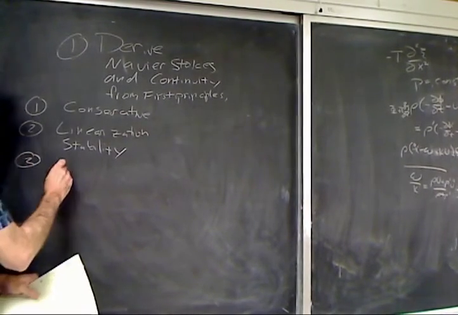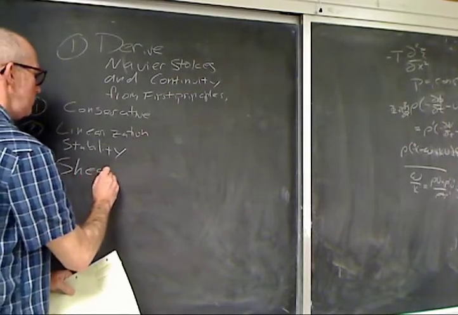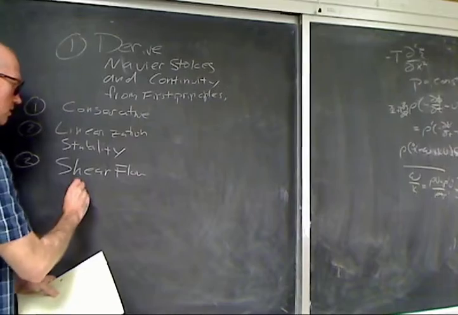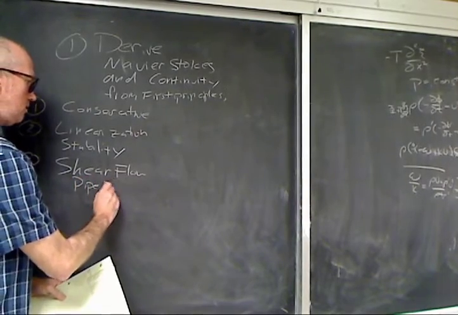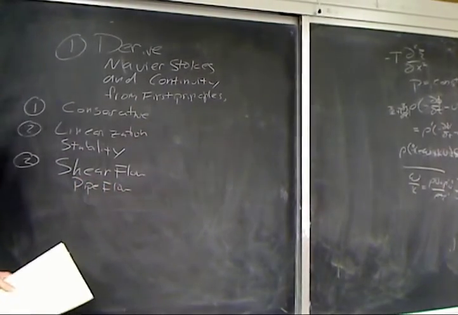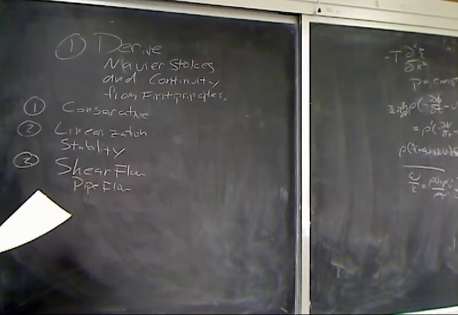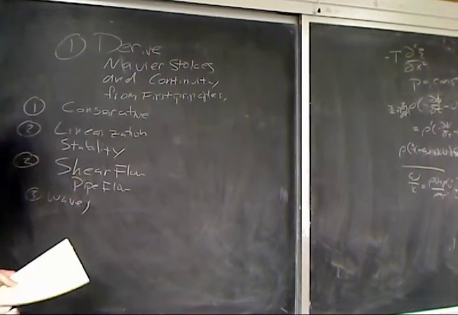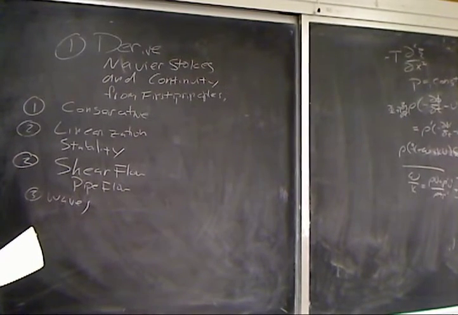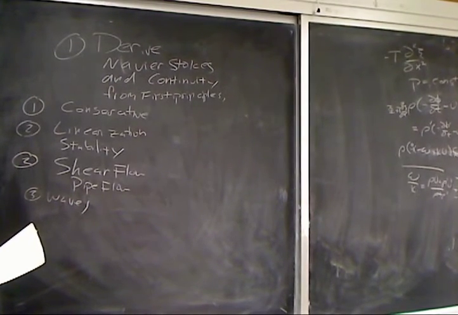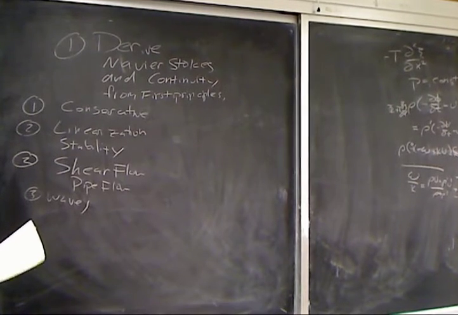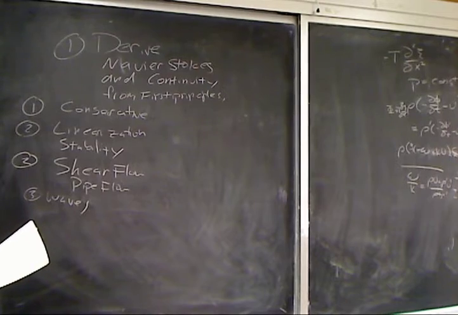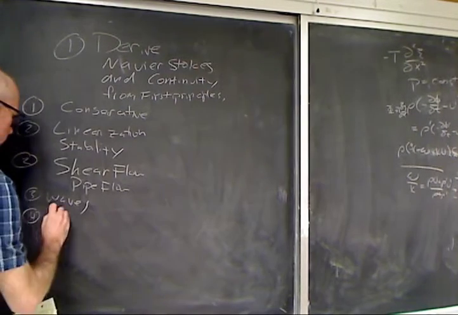What else did we talk about? We talked about shear flow or pipe flow. We did a couple of problems on that. We talked a lot about waves. And then we talked a lot about various instabilities. And we talked about Reynolds numbers.